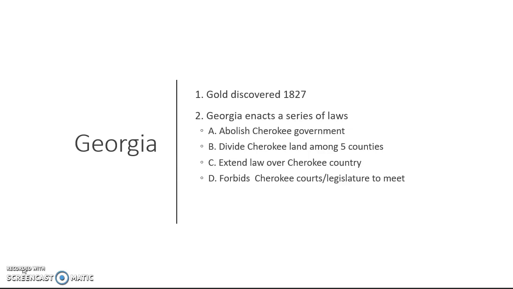The first saying that by Georgia law, Cherokee Nation, we abolish your government. They also say, Cherokee Nation, we're going to divide your land among 5 counties within Georgia. Finally, they say things like, we're going to forbid your courts and legislature to meet, and we're going to extend our own law, Georgia law, over Cherokee country.